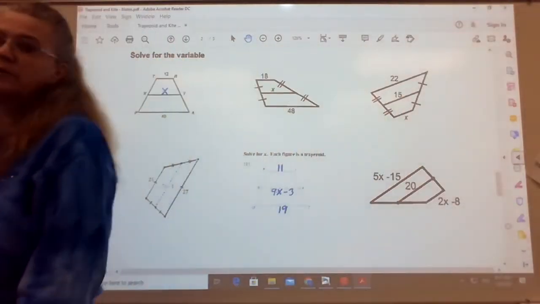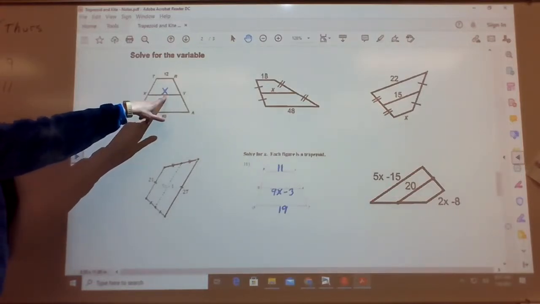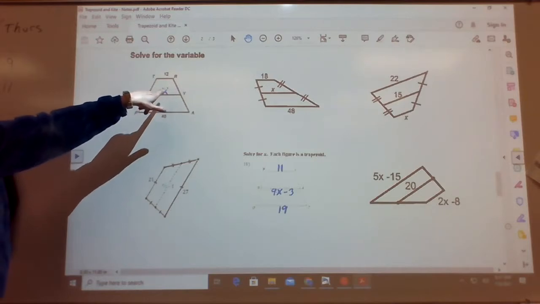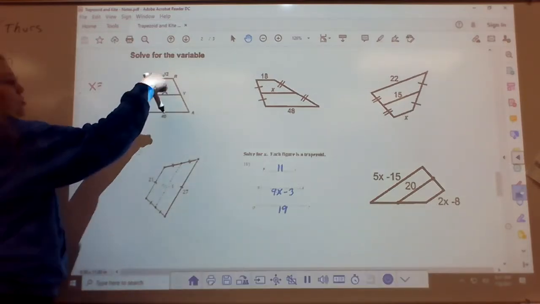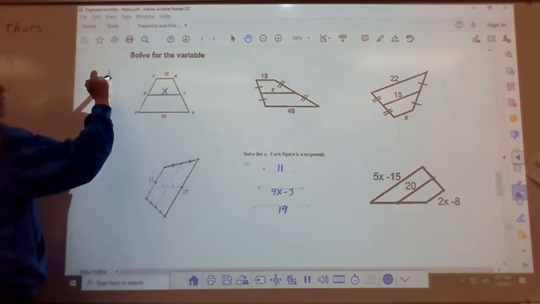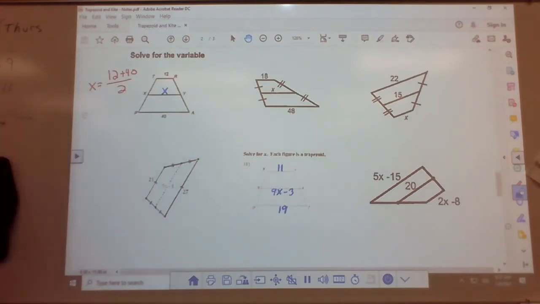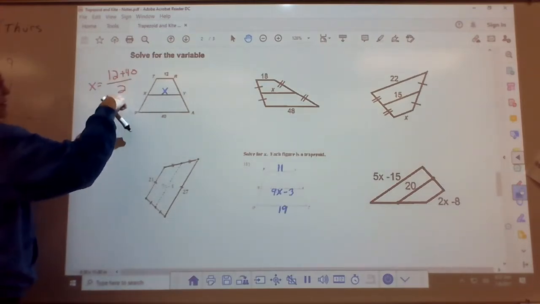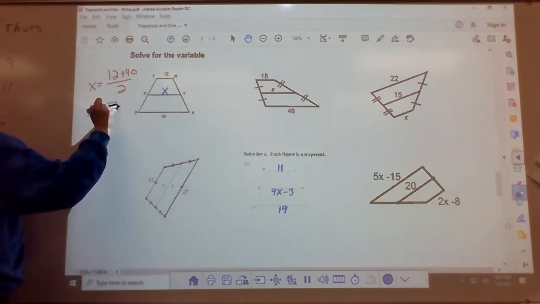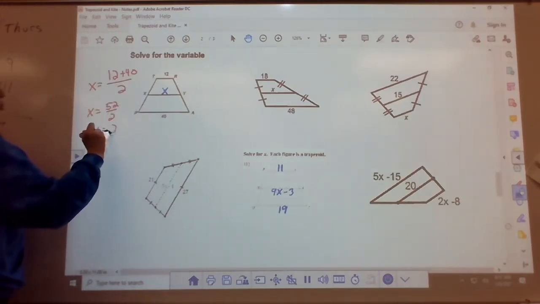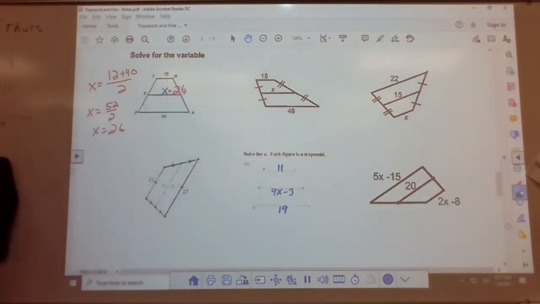So mid-segment. This first one, I'm missing a mid-segment. And like I said, the formula was the mid-segment, which in this case is x, equals the top plus bottom divided by 2. That's your formula. Well, I can do this. 12 plus 40 is 52. Divided by 2, x equals 26. So therefore, this mid-segment is going to be 26. It's halfway in the middle.